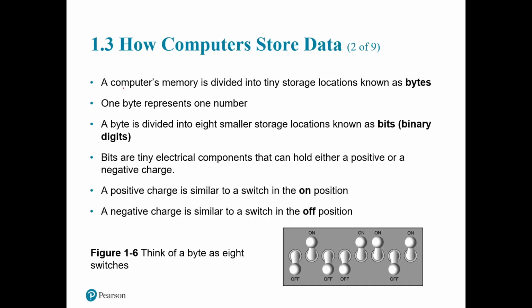So a computer's memory is divided into tiny storage locations known as bytes, and one byte will represent one number. Important to know, one number. And a byte is divided into 8 small storage locations that are known as bits, or we also call them sometimes binary digits. And this is what I want you to think of, this picture right here. This is what it would look like.